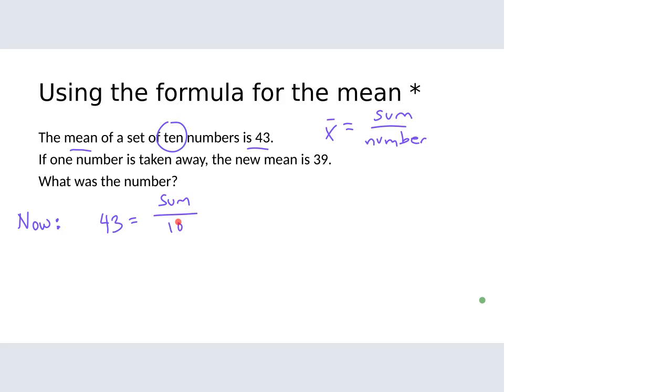Whatever it is, if I add them all up and divide by 10, I get 43. That's what this sentence tells me, and that's what this equation tells me. So we want to find the sum here. In order to do that, I'm going to multiply by 10 on the right, because I want those to cancel. Multiply by 10 on the left. What that does for me is lets me know that 430 is the sum of those 10 numbers.